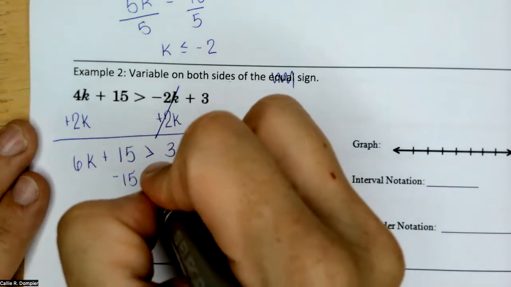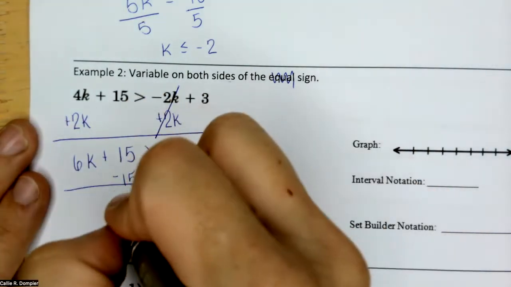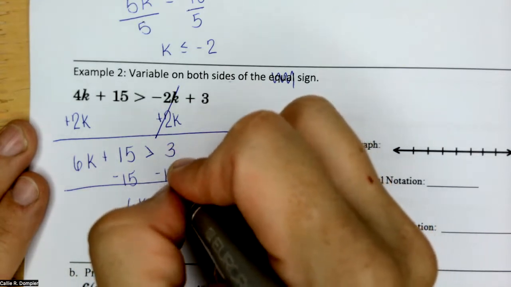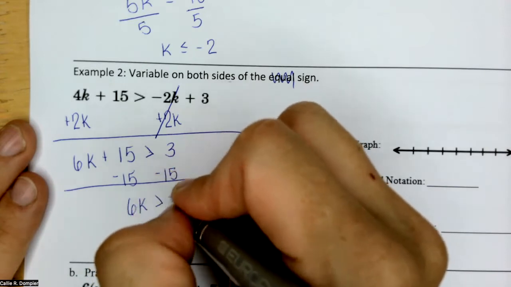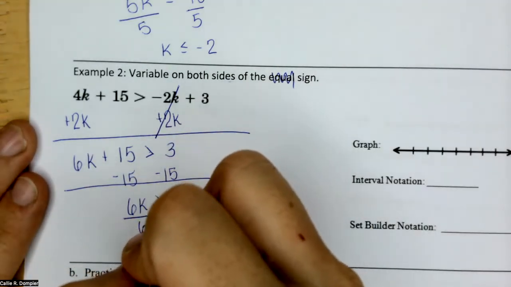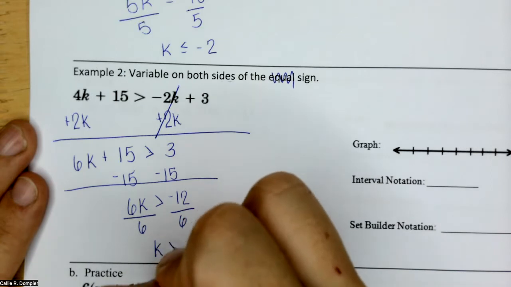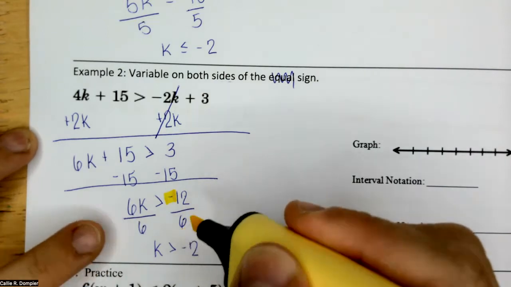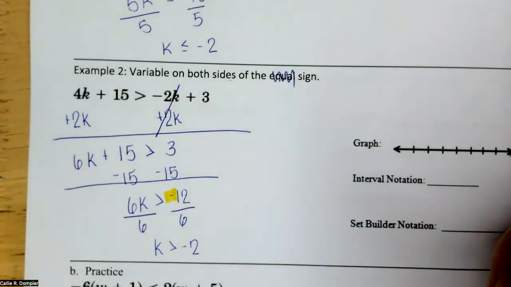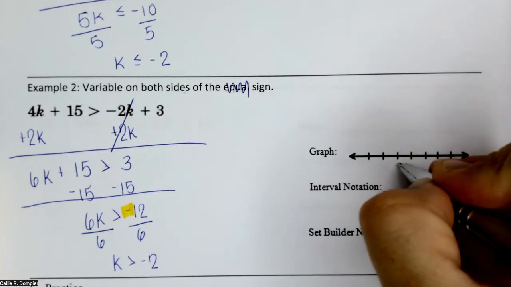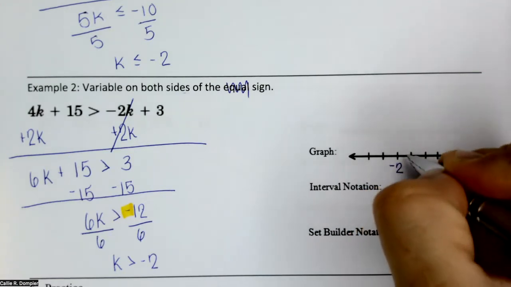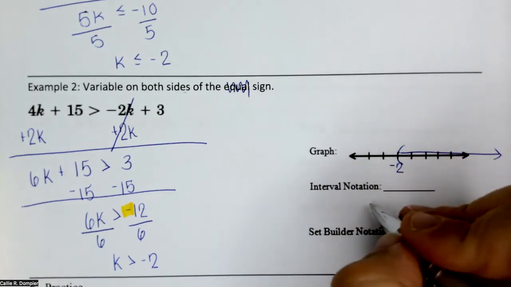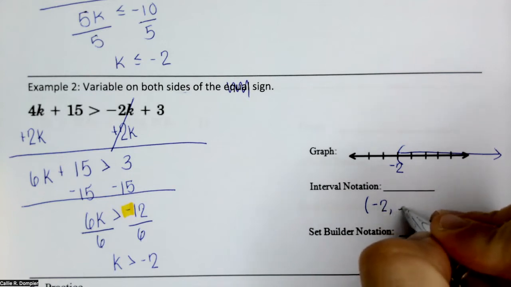Subtract the 5, subtract the 5. 6k is greater than negative 2 because 3 minus 5 is negative 2. Divide by 6, divide by 6. K is greater than negative 2. This is negative, but this is positive, so we do not change the sign. Here's negative 2. K is greater than negative 2, so it's parentheses. The arrow's going that way. Parentheses negative 2 to infinity.